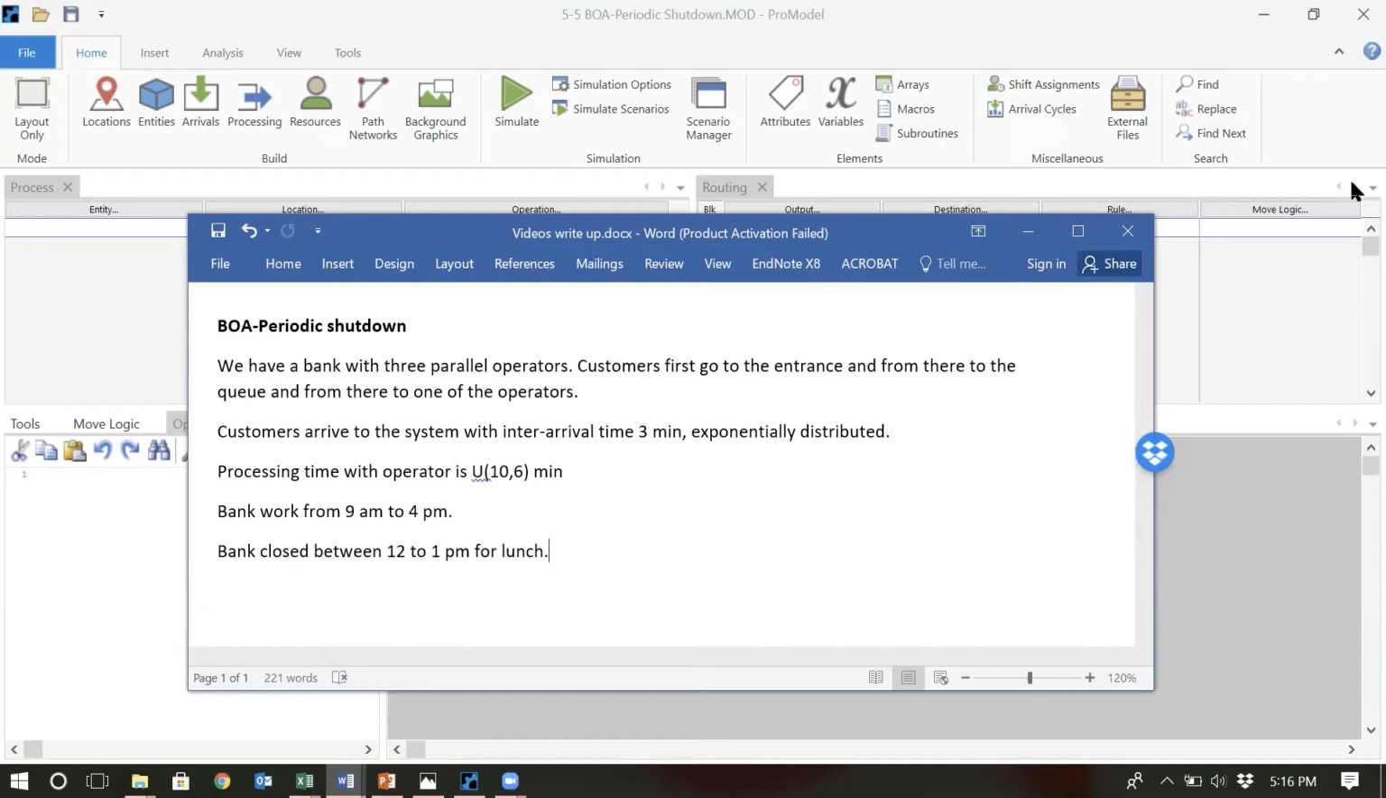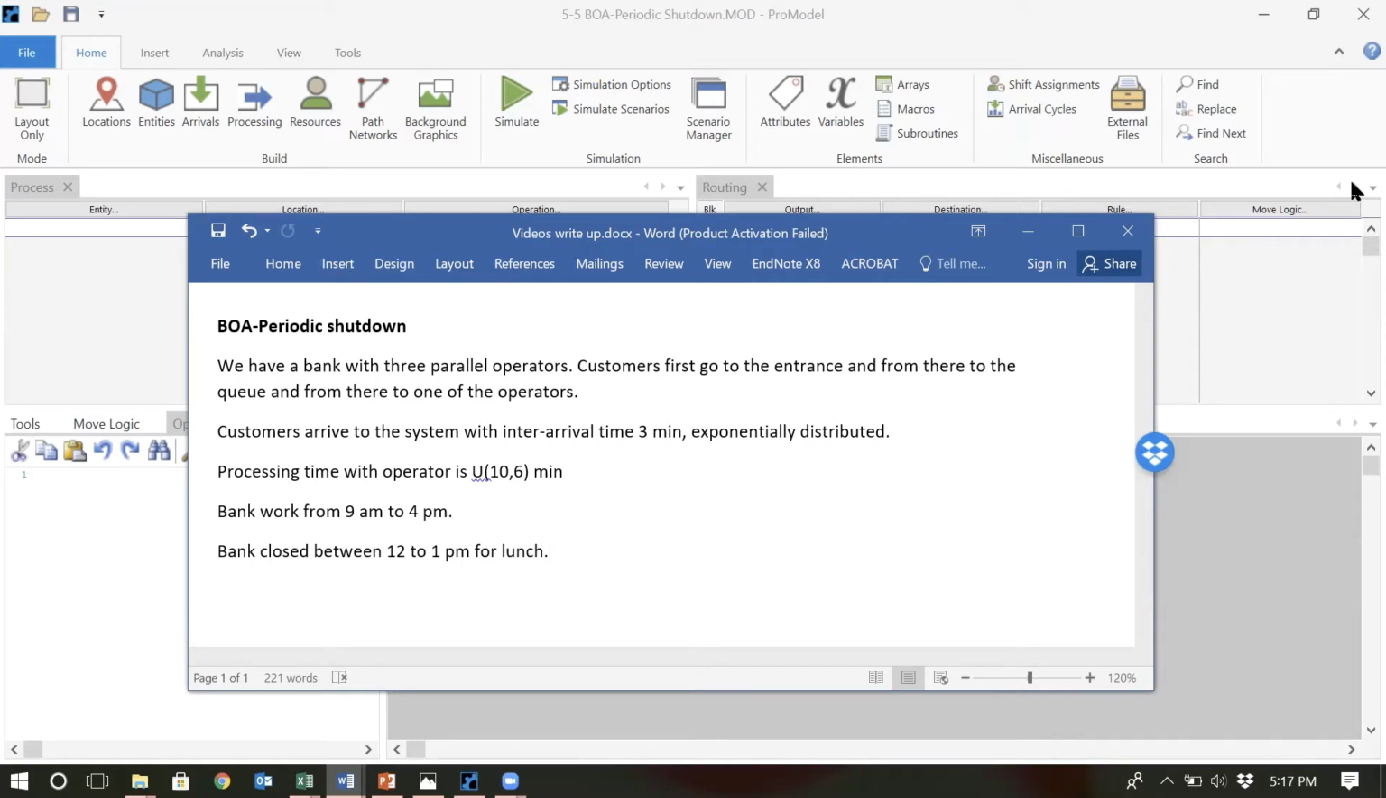In this video, we are going to learn the concept of periodic shutdown in ProModel and see how we can implement this concept. So what do we mean by periodic shutdown? We all have faced systems in, for example, a bank where they start operation from, let's say, 9 a.m. till 4 p.m. But at some point during the day, they may close for lunch break.